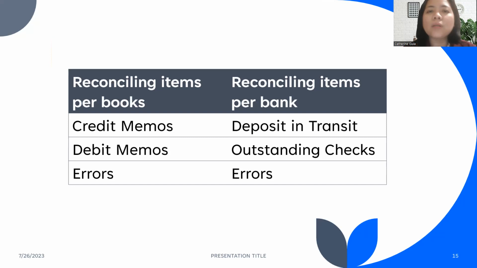We also have here reconciling items per bank, and that includes deposit in transit, outstanding checks, and errors. Again, in terms of errors, if the bank committed the error, they are the one who should prepare an adjusting entry and not the entity or the business.